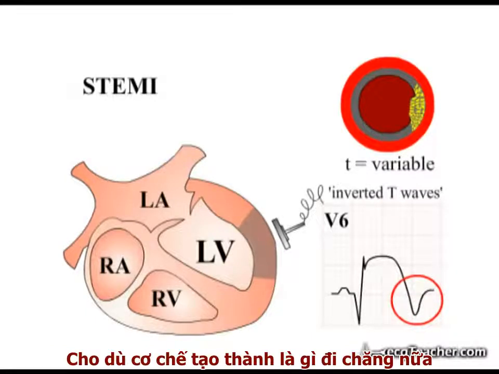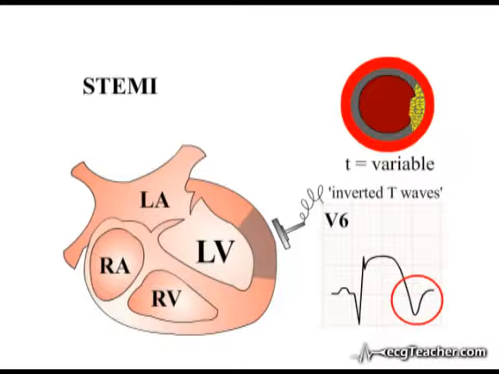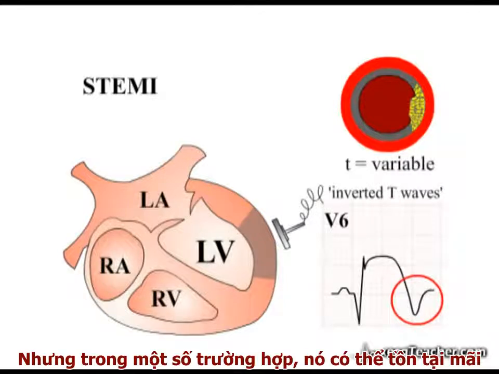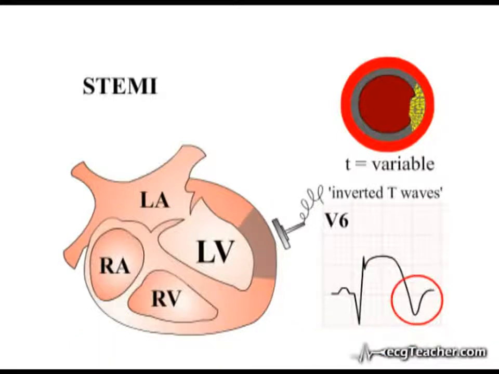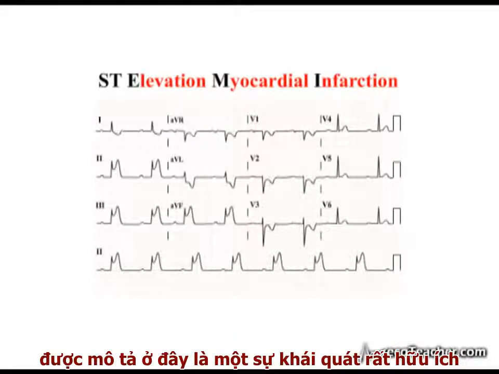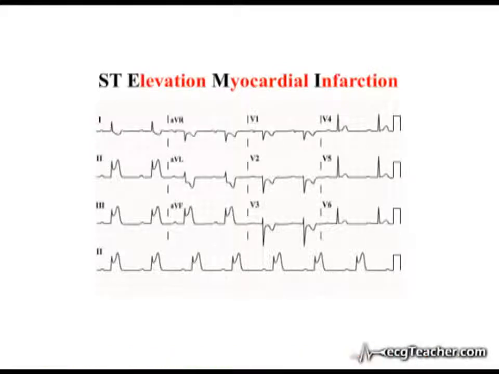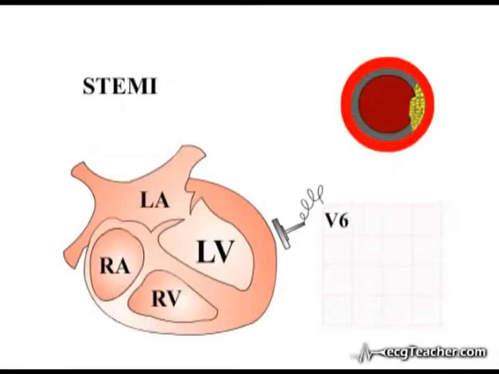Whatever the mechanism of their generation, flipped T-waves generally return to the upright configuration in the week following infarction, but occasionally can persist as a permanent marker of the infarct on the patient's ECG. The sequence of ECG changes associated with complete coronary arterial occlusion described here is a useful generalization. Before we move on, we want to emphasize one of many variants on this sequence.